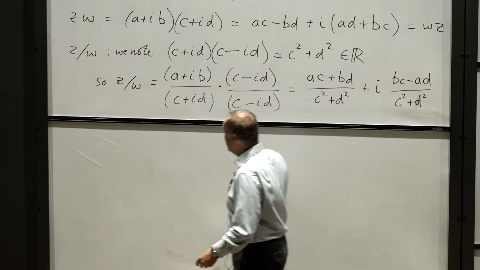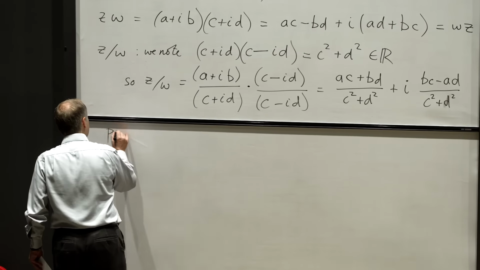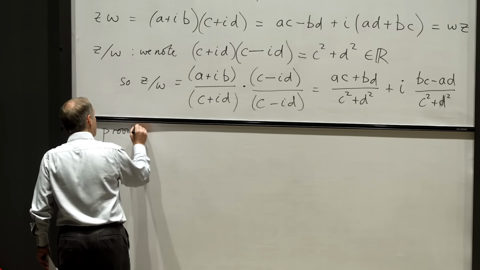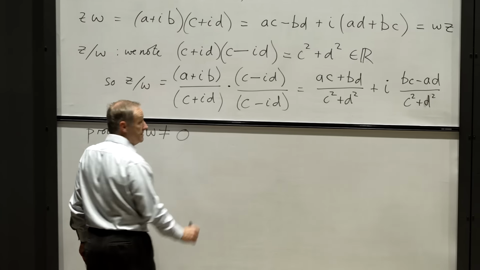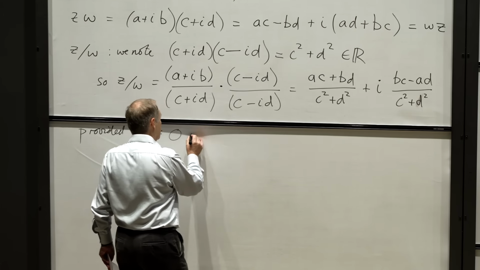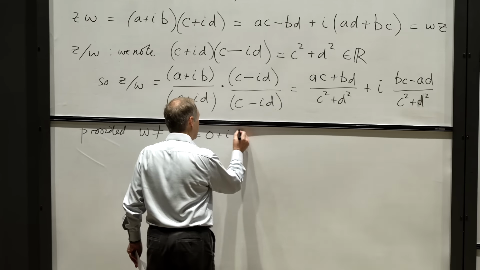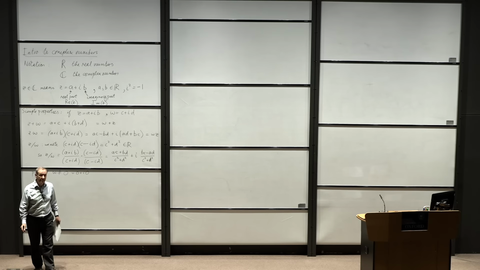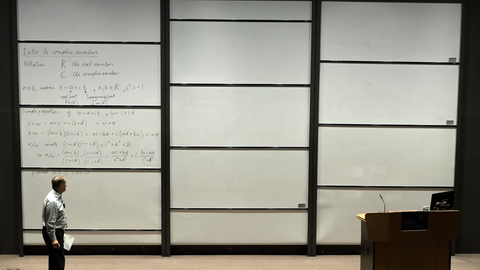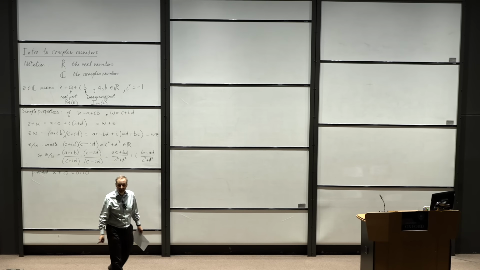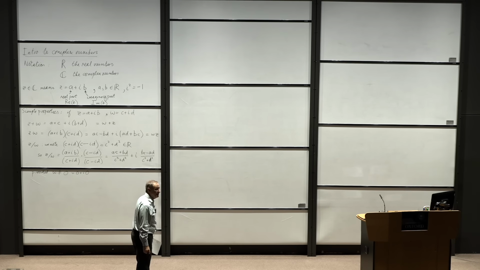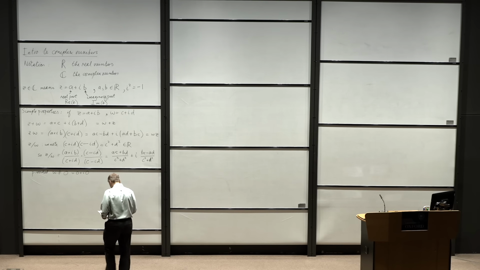Okay. And this is true, of course, provided that W is not 0 in the complex numbers, which is obviously in the real numbers 0 plus I0. Okay? So as long as W is not 0, then C squared plus D squared is clearly a positive real number, and so we can actually divide. Okay?